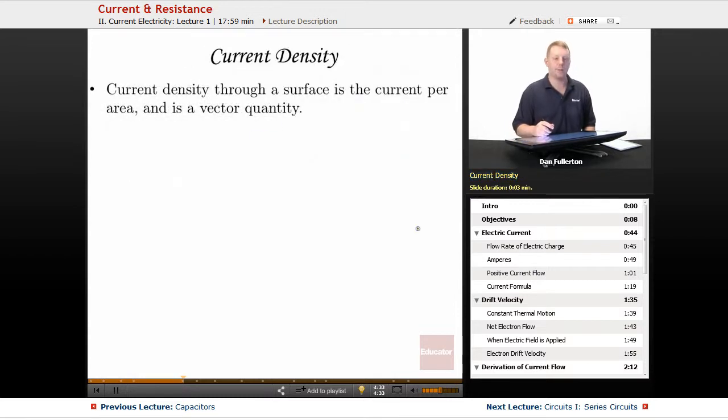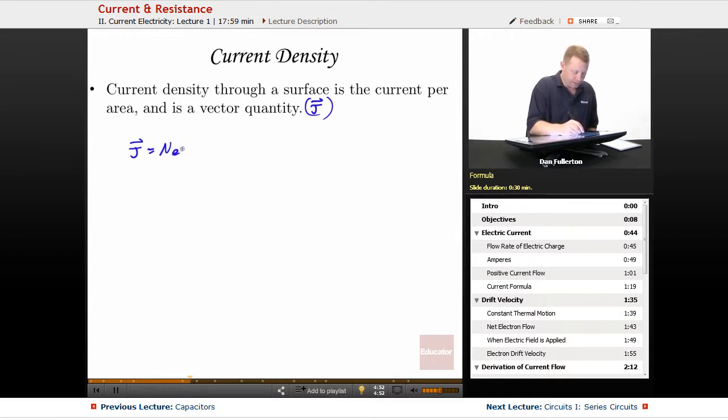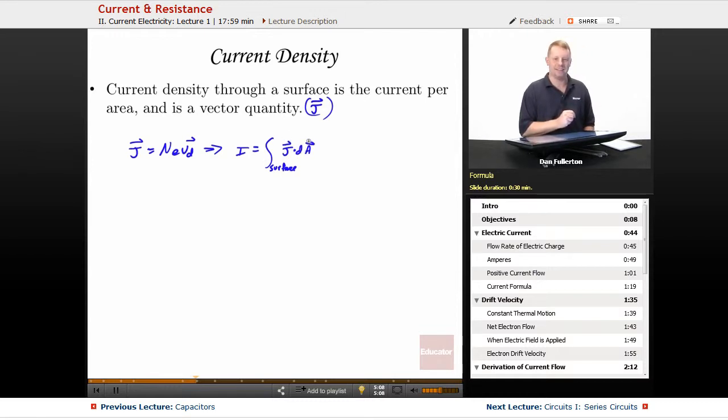We could also look at this from the perspective of current density. Current density through a surface is the current per area, and it's a vector quantity, usually given the symbol capital J. So capital J, the current density, would be that carrier density times the amount of charge per carrier times the drift velocity Vd, which implies then as well that current flow I is going to be the integral over that cross-sectional surface of J dot dA. So you can relate current flow to current density.